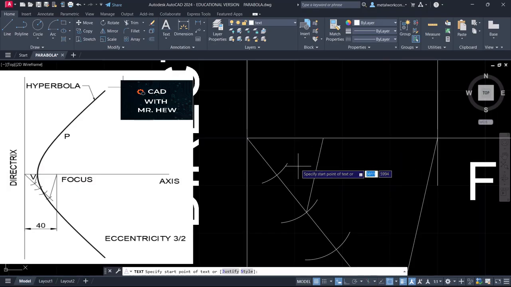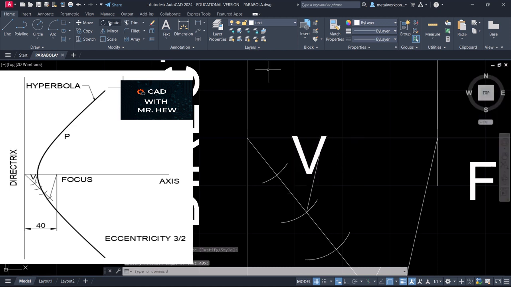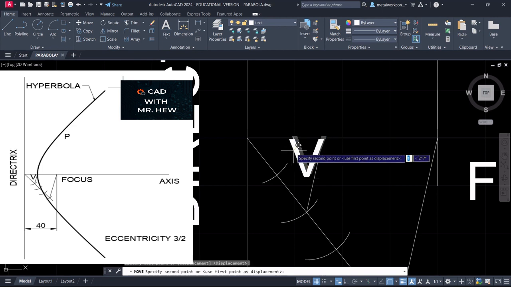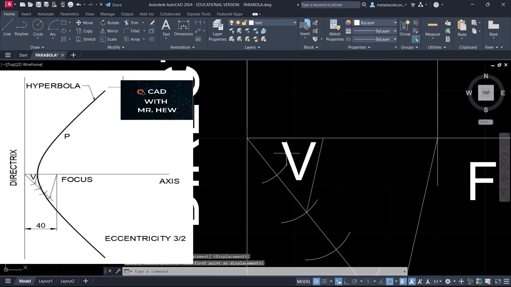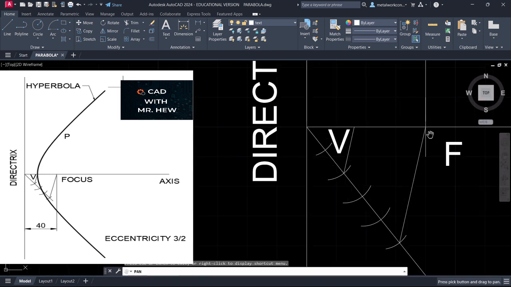Single line text right here. We're going to label the height would be 8. So this will be V. All right, we have to move it. All right, so that is V.